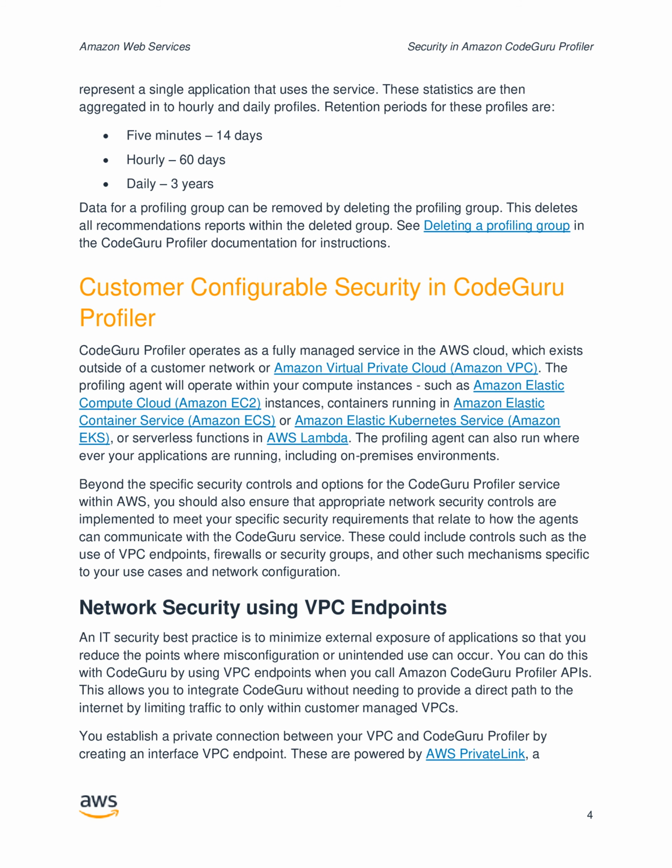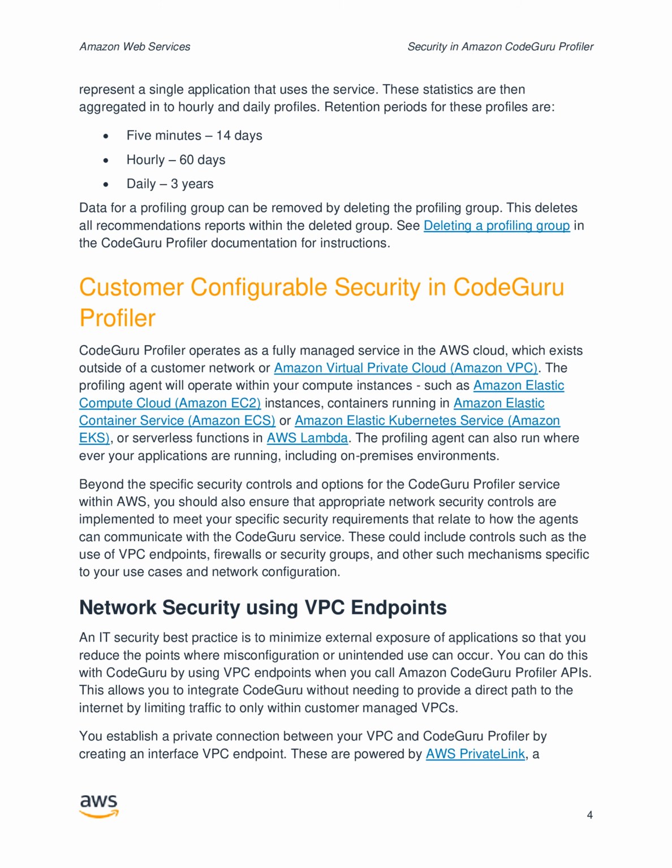Beyond the specific security controls and options for the CodeGuru Profiler service within AWS, you should also ensure that appropriate network security controls are implemented to meet your specific security requirements that relate to how the agents can communicate with the CodeGuru service. These could include controls such as the use of VPC endpoints, firewalls or security groups, and other such mechanisms specific to your use cases and network configuration.